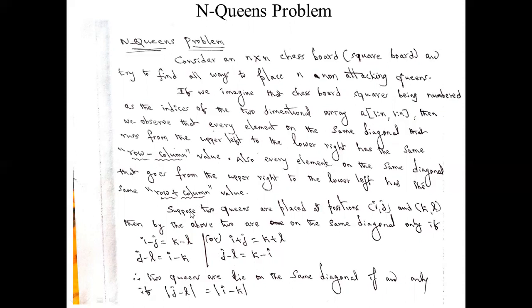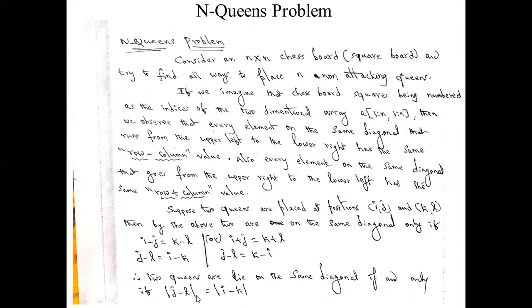And what about according to second diagonal? Row plus column number should be equal. So i plus j equals k plus l. So like that, same story. Bring column numbers one side or row numbers one side. So what is the difference in these two? Only negative sign is different because j minus l, here also j minus l. Here i minus k is there, here k minus i is there. Okay? So negative is different.